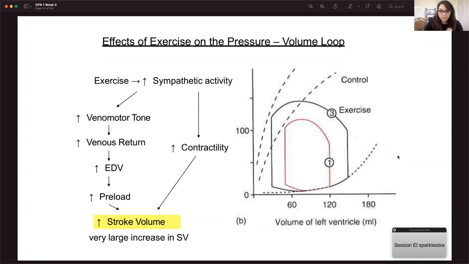But when we're talking about exercise, exercise is going to give you this pathway, right? So you're exercising, you're increasing your sympathetic activity. By that, you're increasing your venomotor tone, which is going to increase your venous return into the right atrium, and it's going to end up increasing that end diastolic volume. If you have more blood coming into the right atrium, it has to all end up in the left ventricle. So you're increasing that EDV, you increase preload, and preload is going to be an increase in stroke volume and also contractility. So that's why for this question, your better answer is your stroke volume instead of your heart rate, because heart rate is not really directly going to apply to this concept.